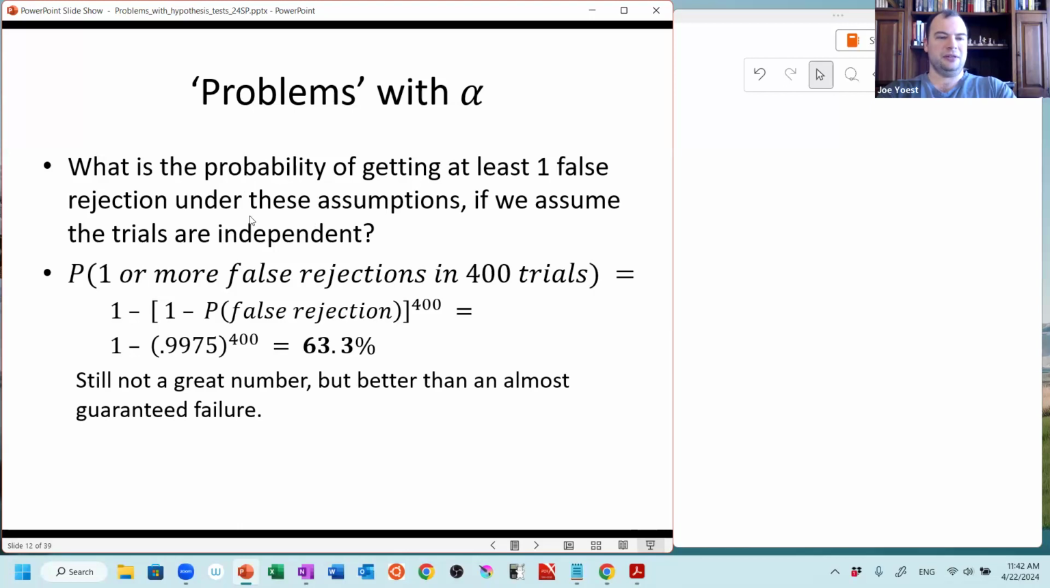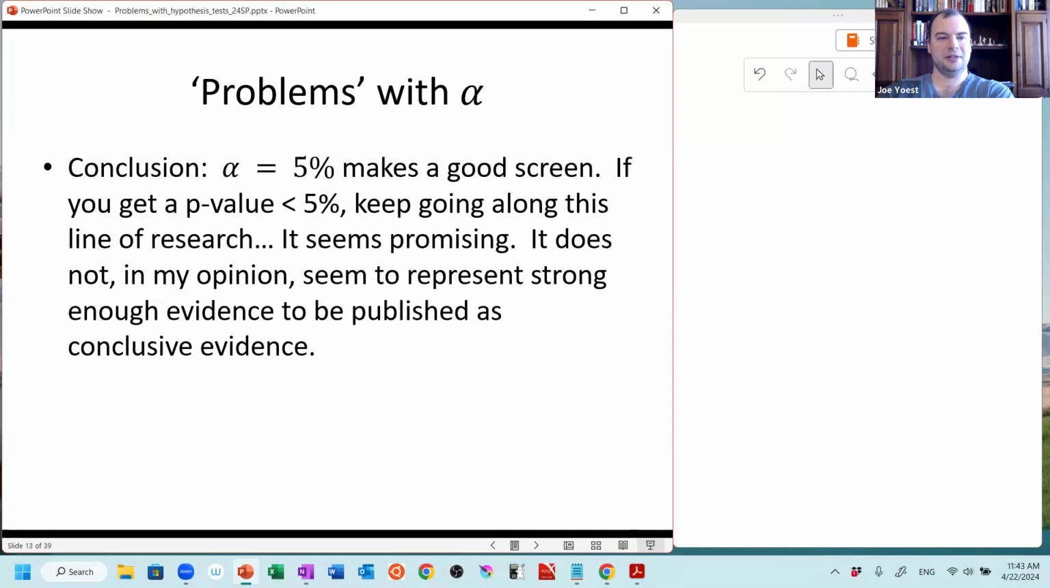So what's the probability of getting at least one false rejection, at least one seemingly effective drug when none of them are effective out of 400? If we have these 2 gates, it's about 2/3. So still pretty likely that one of them is going to get through, but it's not the almost guaranteed failure of the gates to keep out the bad drugs that we had before.